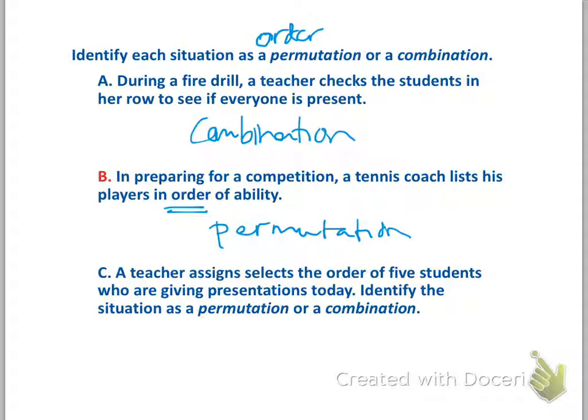Okay, letter C. A teacher assigns, oh, we got a double word here. A teacher assigns the order of 5 students who are giving a presentation today. Identify the situation as a permutation or a combination. What do you guys think? Well, I think that this problem is not specific enough. Yes, it says order in the problem, so technically it should probably be permutation. And yes, sometimes it matters, you want to go first or you want to go last, and it's easier then.